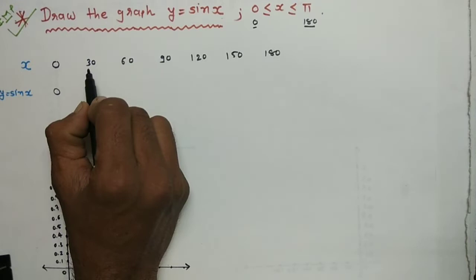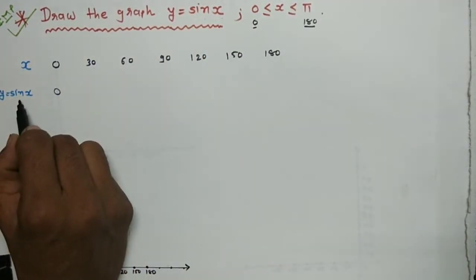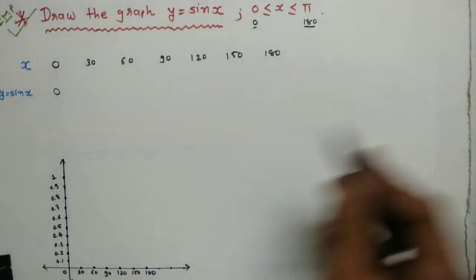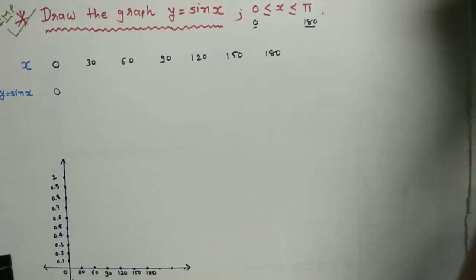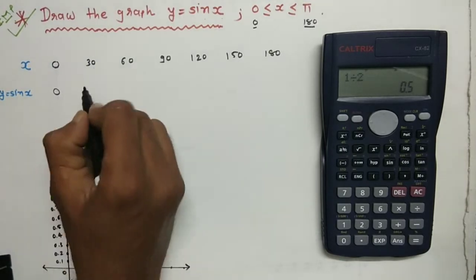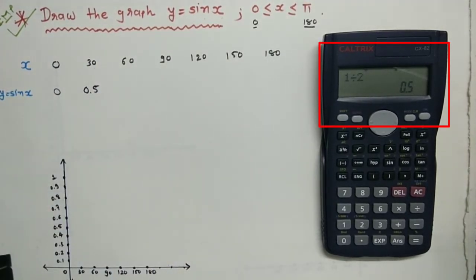Then put the value of x is equal to 30 in this function, then sin 30. In the table we already learned in last videos, sin 30 is equal to 1/2. So with the use of calculator, 1/2 is equal to 0.5. Sin 30 is equal to 1/2 and the value of 1/2 is equal to 0.5.